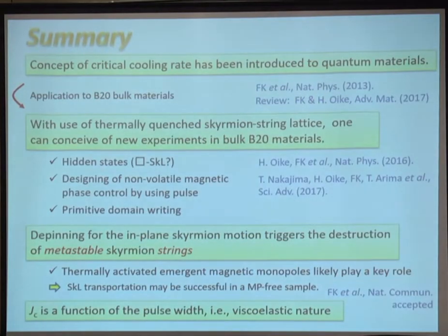Okay, let me summarize my talk. I have introduced the concept of critical period to quantum materials. Then we applied this concept to the chiral magnetic materials, and with the use of some reference Skyrmion physics, we explored the hidden magnetic state and designed the non-volatile memory example by using pulses, and also we did very primitive domain writing. We also found that the monopole-antimonopole combination triggers the destruction of metastable strings. Probably some relativity dependent magnetic models play a key role in this process.